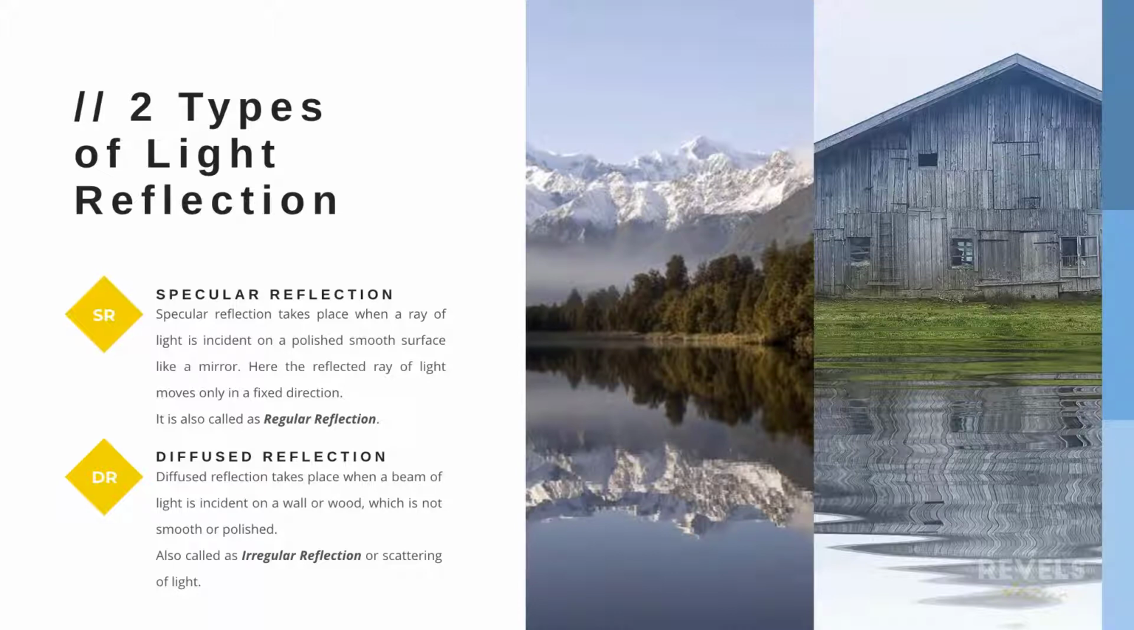Diffuse reflection. This is when you have something porous, something that is obviously not smooth. Waves, wood, rock structures, anything that's irregular is going to have the light scattering off of it and bouncing back in an irregular way. Okay.